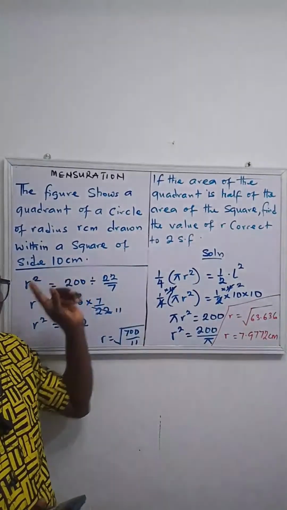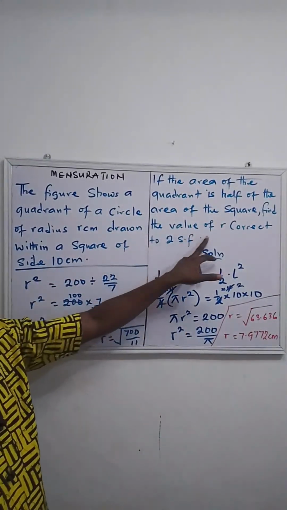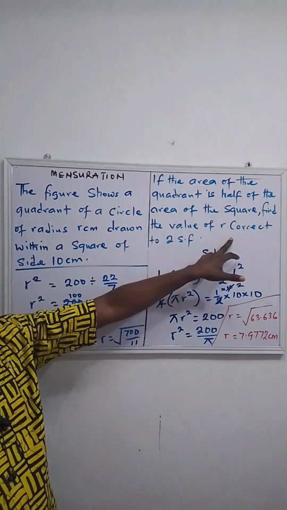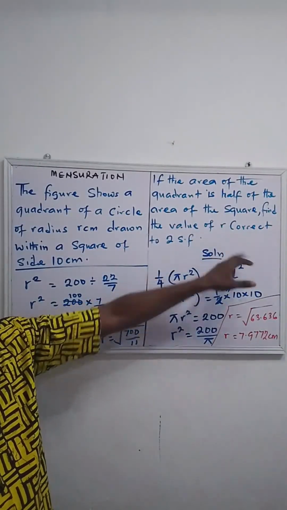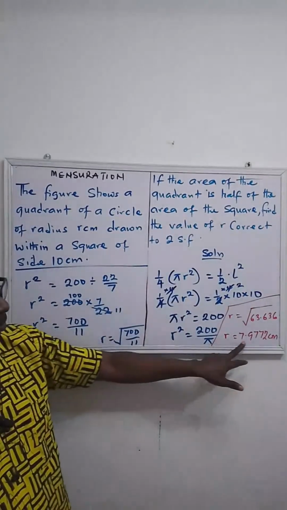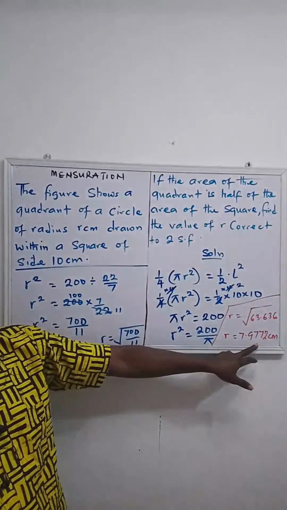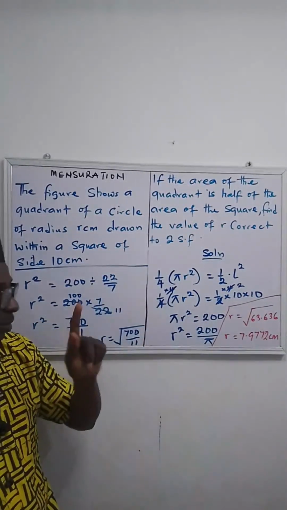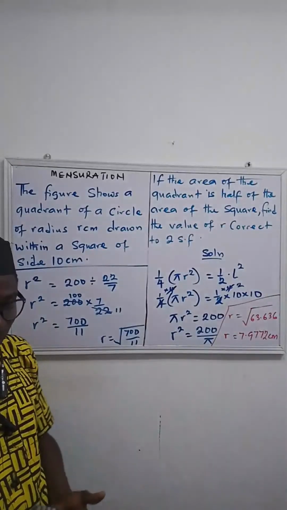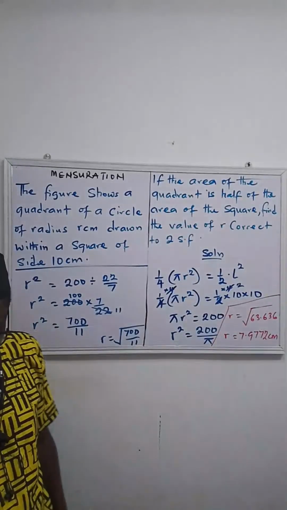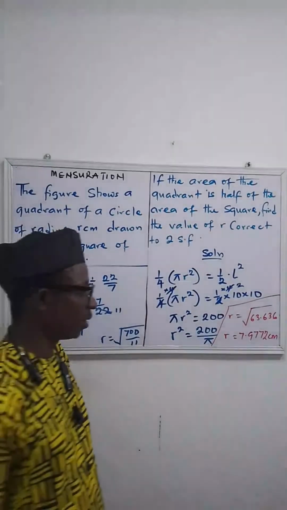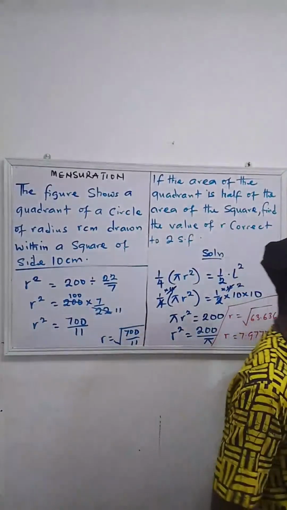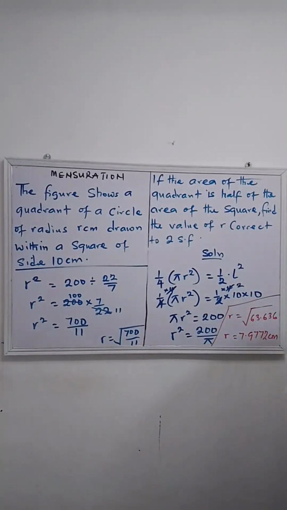But don't forget, the question says you correct r to what? To two significant figures. So you are going to do that for me now. Correct this to two significant figures. Now let me see what you're going to drop for that. 7.9772 centimeter to two significant figures. What do you have?